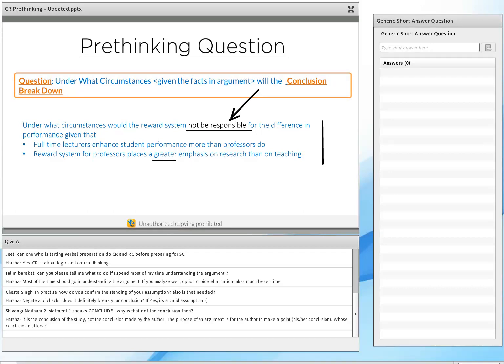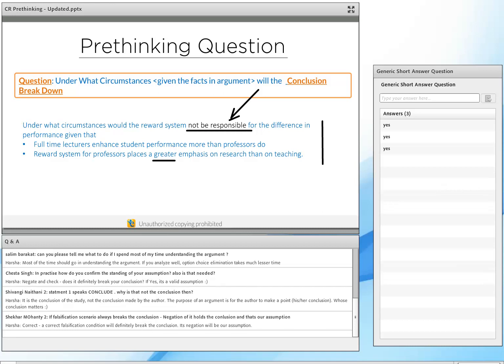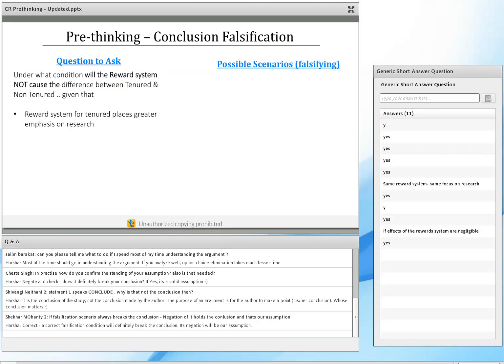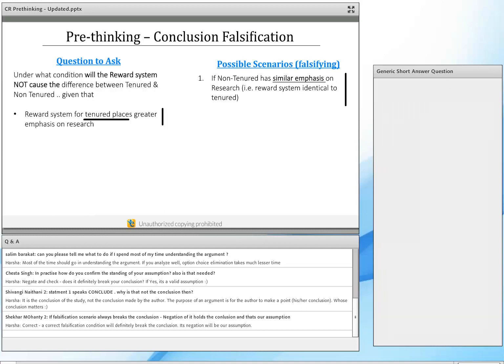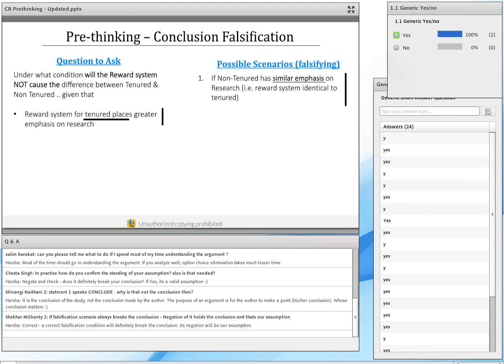Falsification question clear? If you get an answer to this question, can you really see how the conclusion will break down with regards to answers to these questions? Okay, so same question. Under what condition will the reward system not cause a difference between tenured and non-tenured, given that we know that the reward system for tenured places greater emphasis on research? Again, what we're really saying is, under what condition can you not blame the reward system? One of them is if the non-tenured faculty has similar emphasis on research, which means their reward system is identical, then you can't blame the reward system. Do you agree?